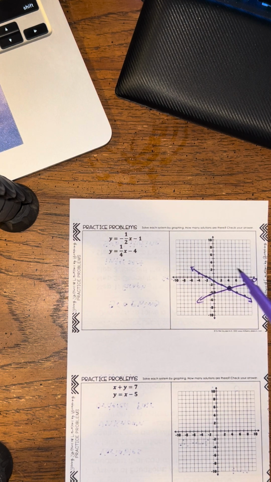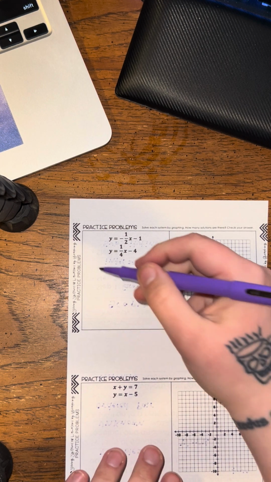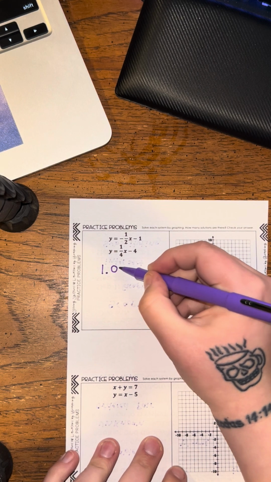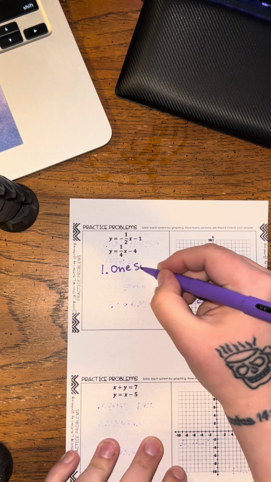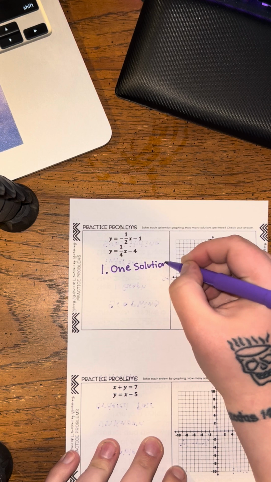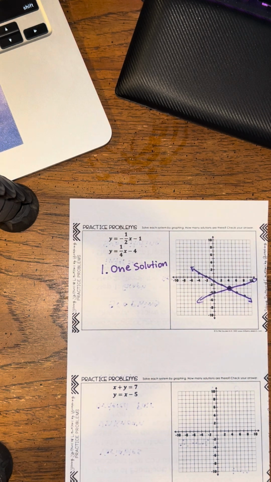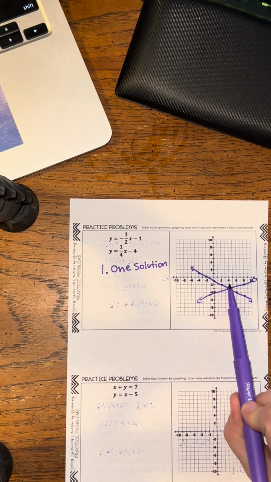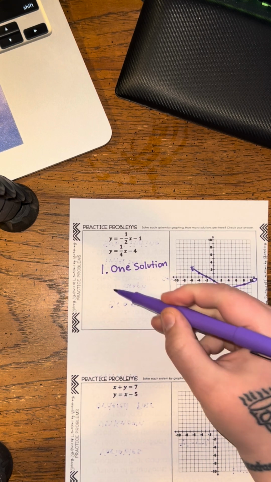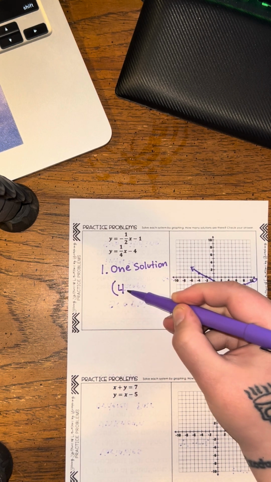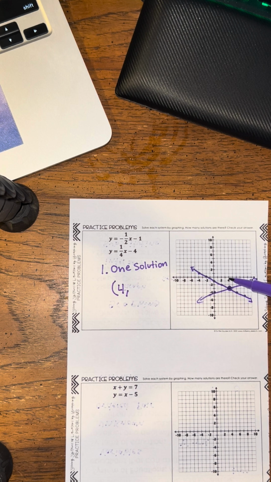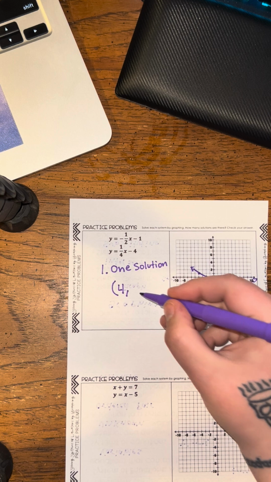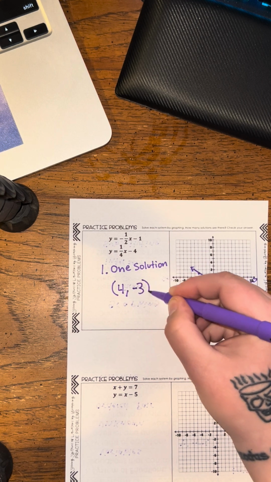Because my lines are crossing this way, the first thing I have to write is that they have only one solution. So now I have to figure out where that point is. I'm going to go over on my x and look how far over I went. Do you see how there's a 4 right here? So my first number is going to be 4. And then I have to see how far down this is. So I'm going to go down 1, 2, 3. Since I went down 3, I have to write this as -3.